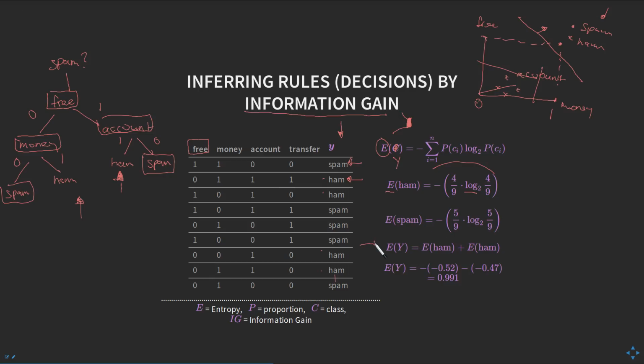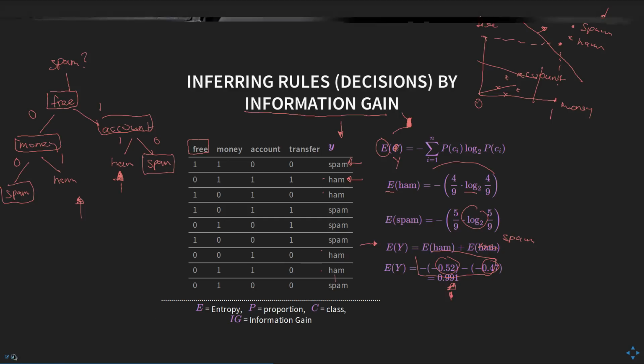Now to get the entropy for the full distribution of labels, we add ham to spam. If you calculate this, it will be 0.25. This will be 0.47. And then if you calculate this part, it will be 0.991 as the entropy over the class distribution. So you might be wondering, why did we do this? This is what we'll get to in the next slide, right here.